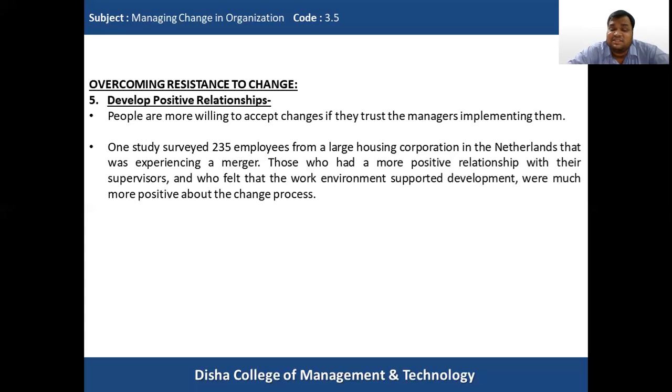It was seen that there was a much more positive response toward the change process, and they were not resisting it. Because of this positive relationship with the supervisors, they were interested in accepting the change process. The studies have proven that if we develop a positive relationship with the employees, it will work wonders and they will accept change in a much more efficient manner.